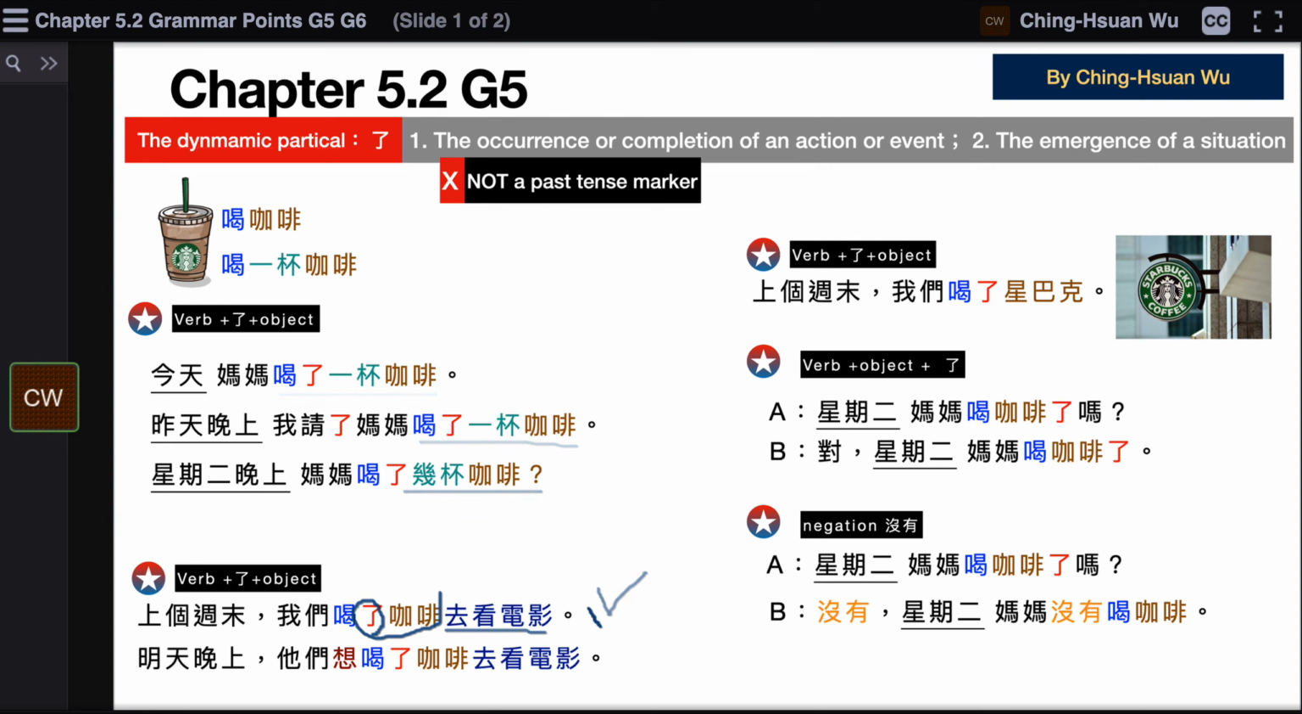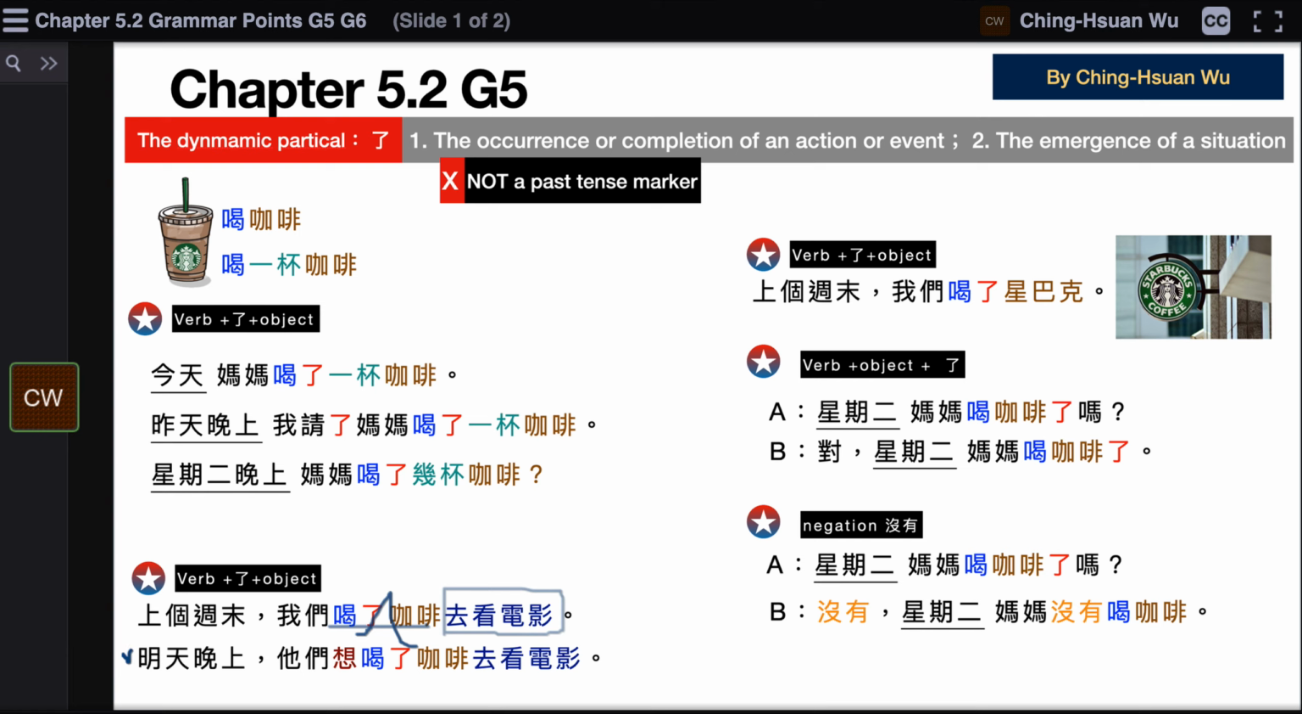In this example, 喝了咖啡, there is no measure word. In this one, we have a measure word. If you have another clause after your structure, then in this case, you do not need a measure word.